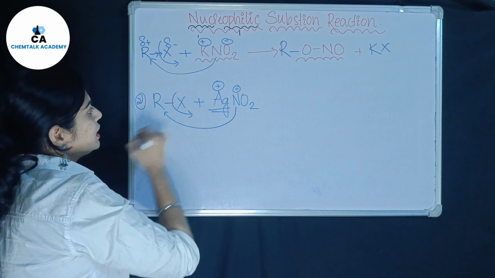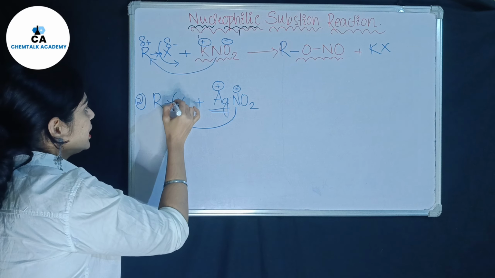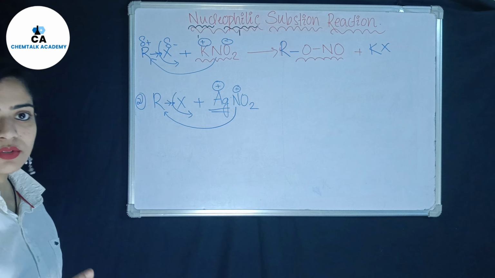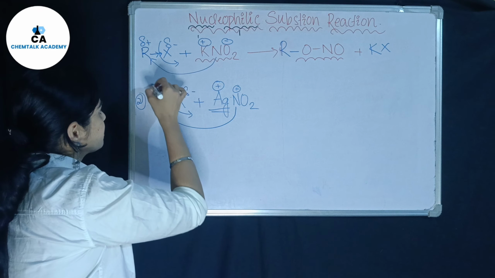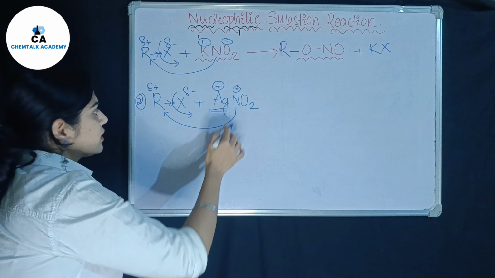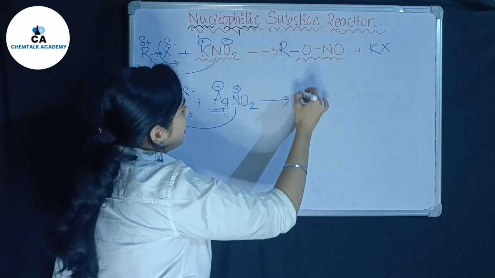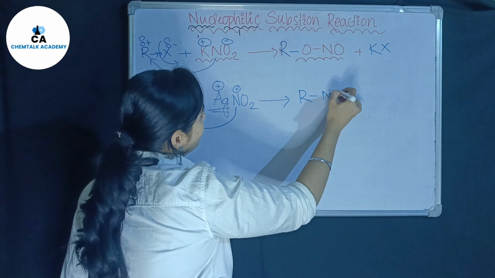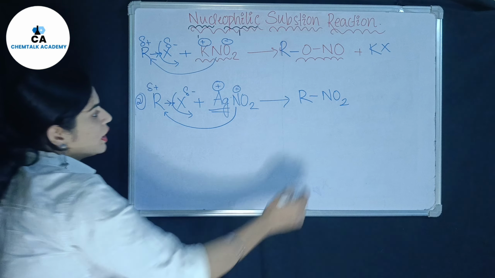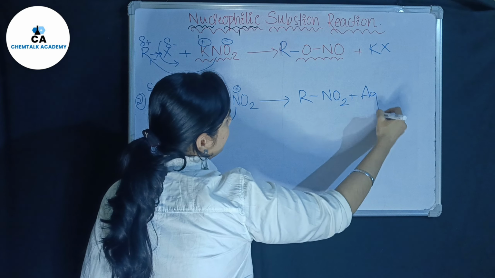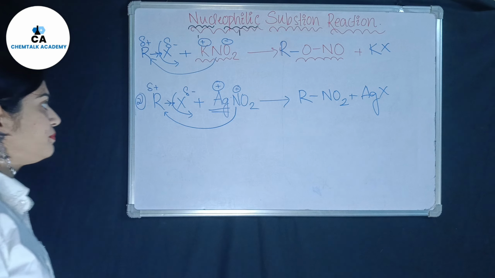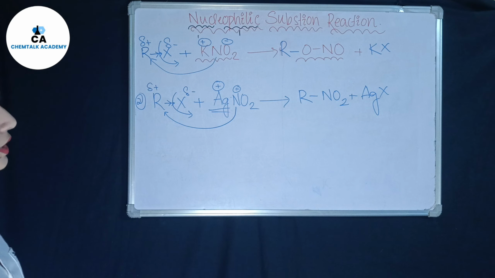Okay, so here X will leave because it is a leaving group, highly electronegative. It pulls all the electrons towards itself, acquires partial negative, this partial positive. Now the attack of the nucleophile takes place, the halogen leaves, and the product formed is RNO2 and AgX. Okay, clear?